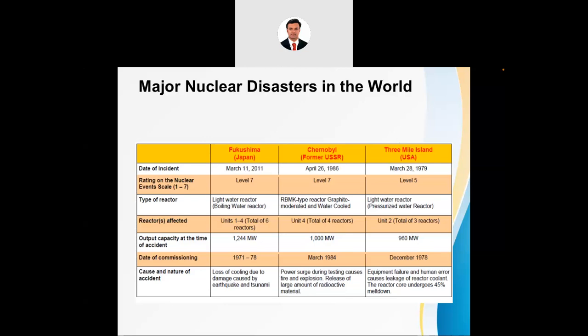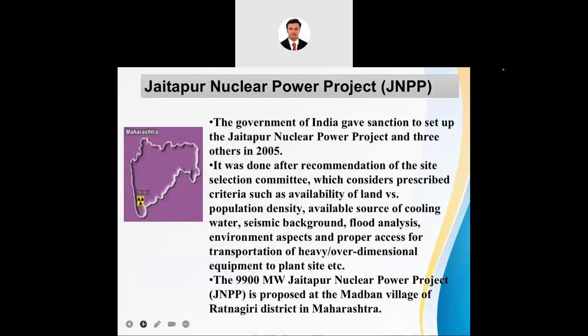So these nuclear disasters show you how important safety is in a nuclear power plant, and why safety is most important, because the scale of these accidents is very high, and their impact on the human body and on the environment is very high.